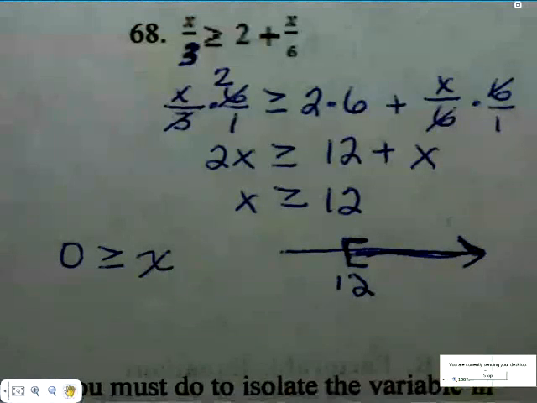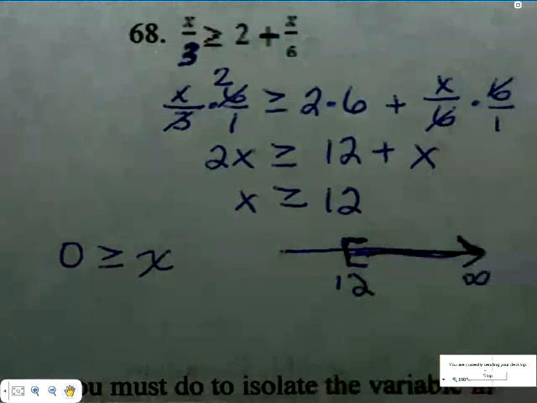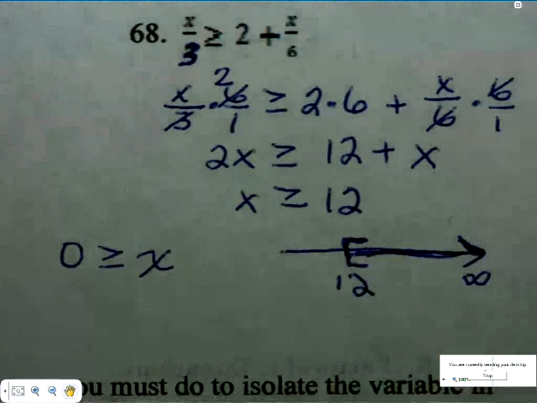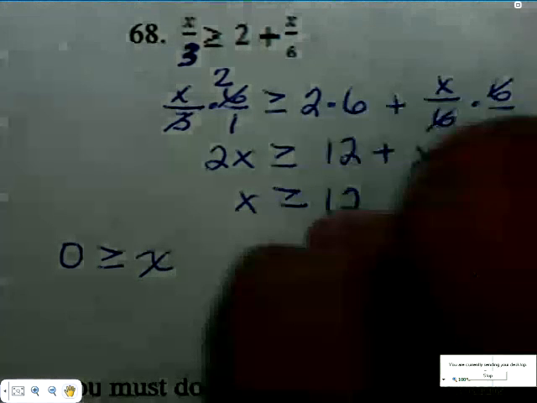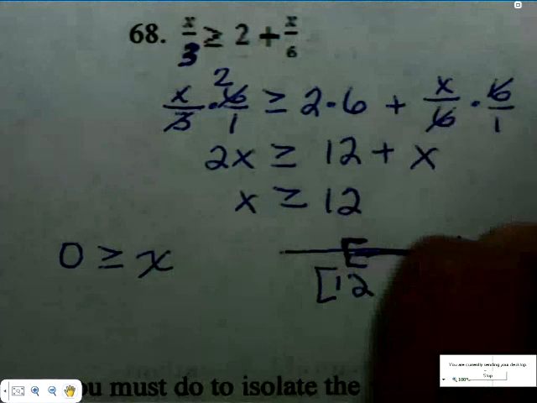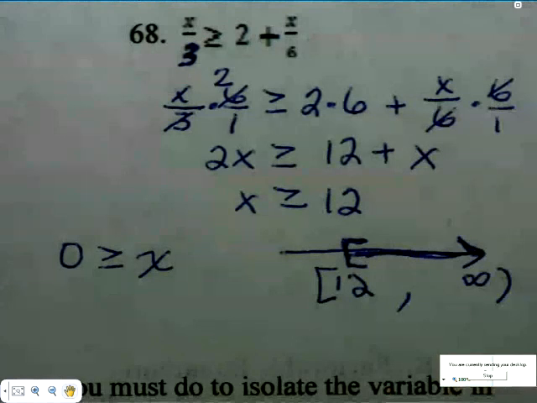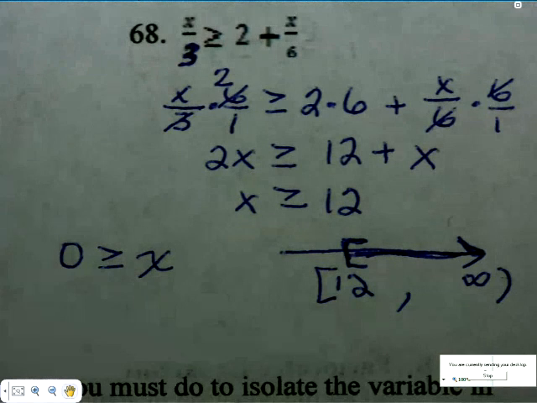Which is infinity. So that's exactly what your interval notation looks like, from 12 to infinity with a parenthesis on it. All right. Any questions?